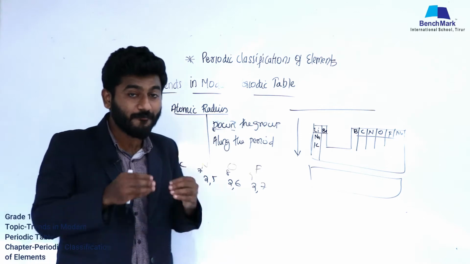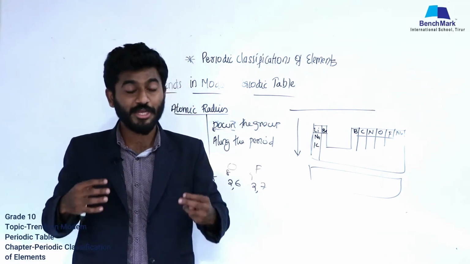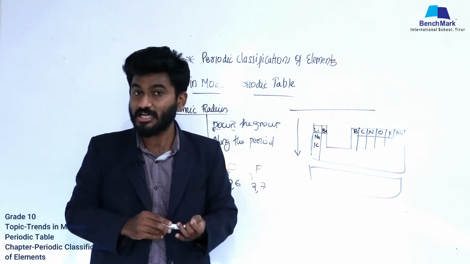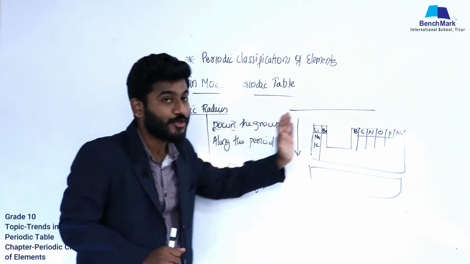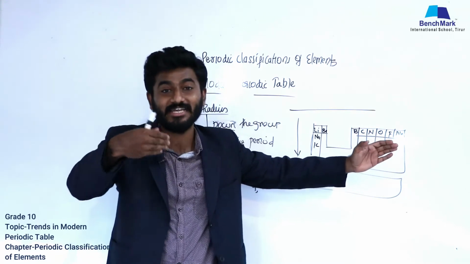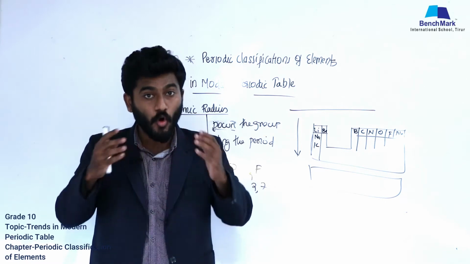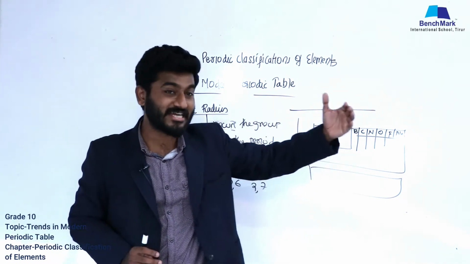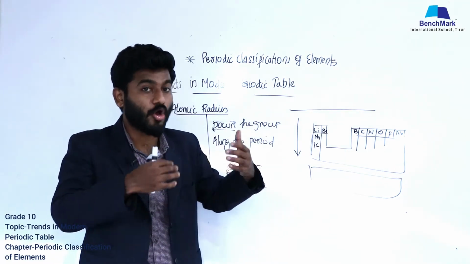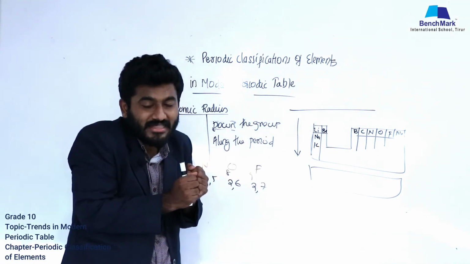That means number of protons in their nucleus is increasing, so positive charge in their nucleus is getting increased. That is known as nuclear charge. So as you move from left to right, protons get added inside the nucleus. The nucleus becomes more positive, so it can easily attract electrons, which have negative charge.